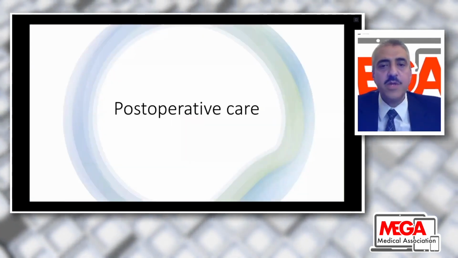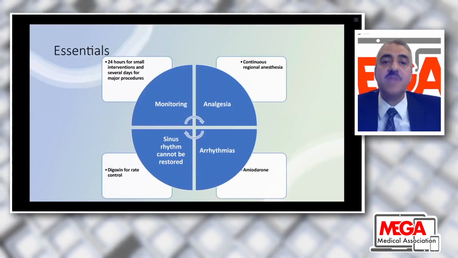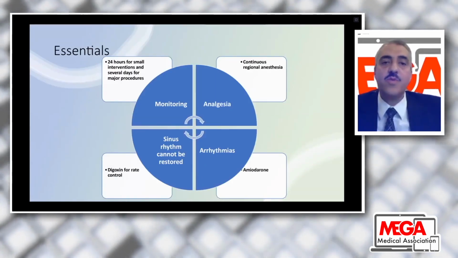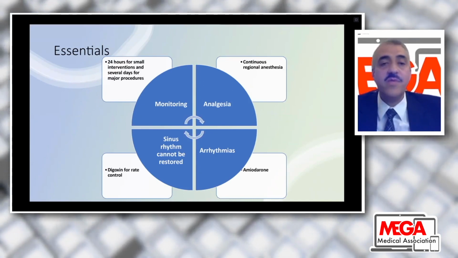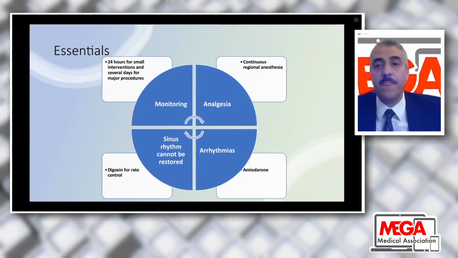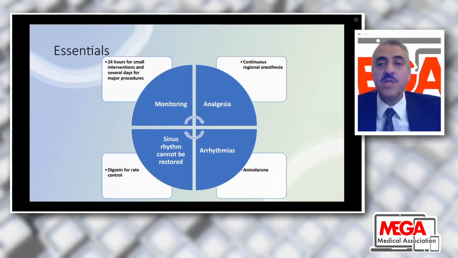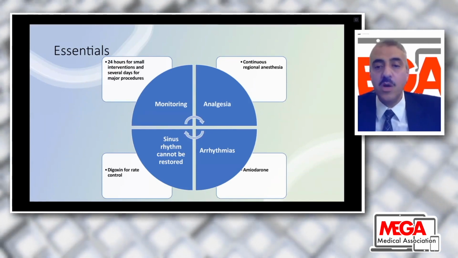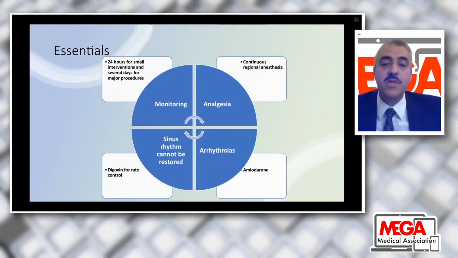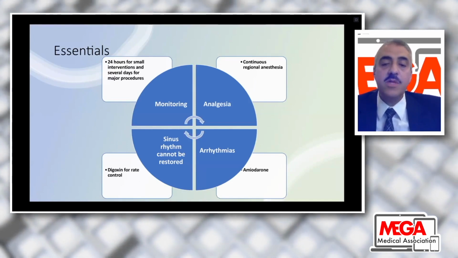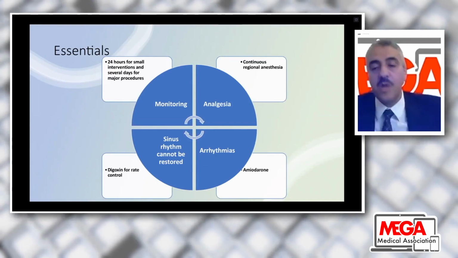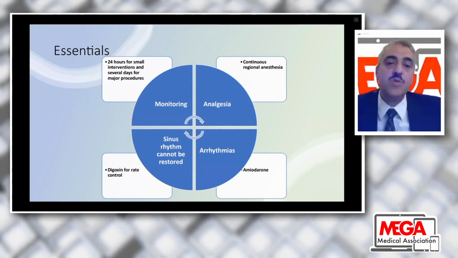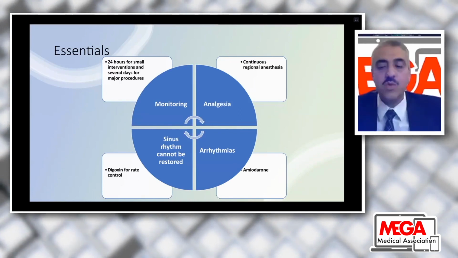Post-operative care for this patient should be inside the ICU, at least 24 hours for small interventions, and maybe for several days for major procedures. Anesthesia should continue as a continuous regional block. If the patient is complaining of arrhythmias, we are going to use amiodarone and not beta blockers. If sinus rhythm cannot be restored, we can use digoxin for rate control.